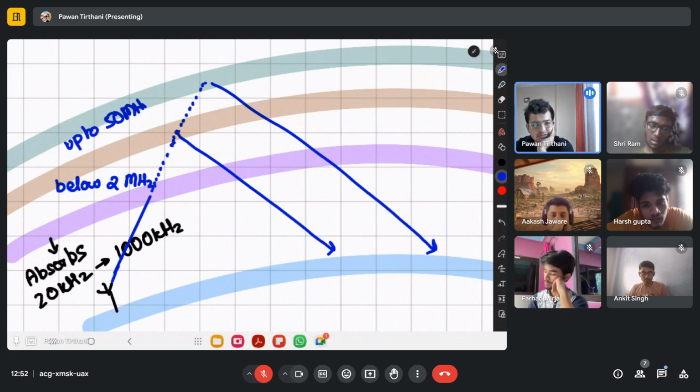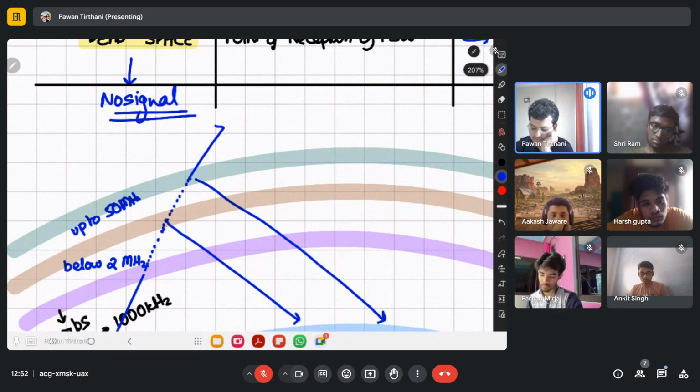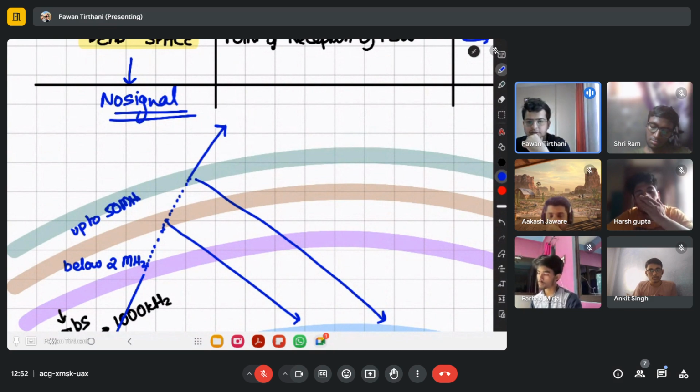What about those above 50 megahertz? They don't get refracted. They have enough energy to penetrate the layer. And where do these go? They go up even beyond the ionosphere for satellite communication, because I told you, waves above 50 megahertz don't bend. Any doubts?